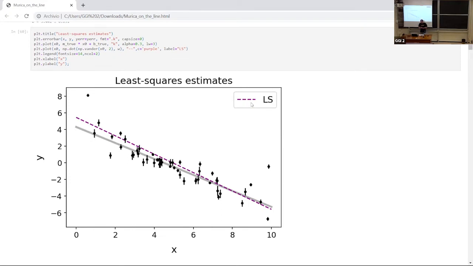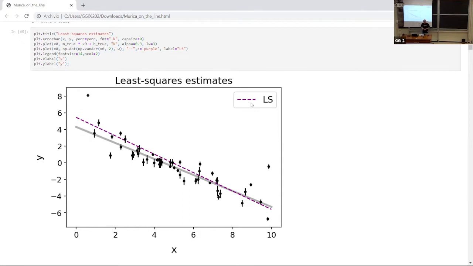But we know this is not true. So what we need to do is to have a way to improve this fit in order to take into account the fact that the fit could be good or not.